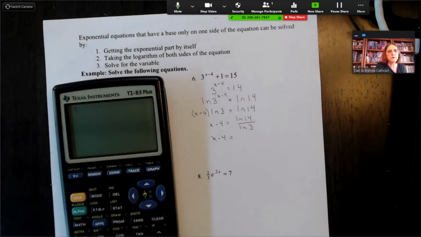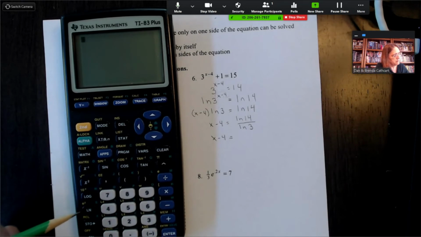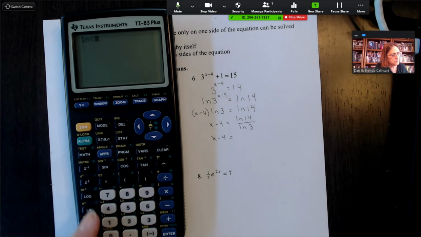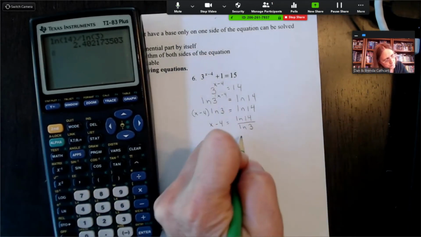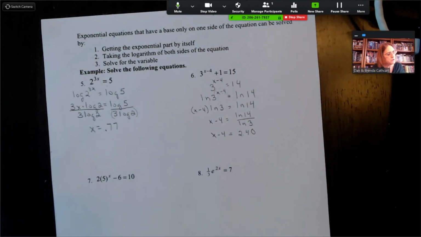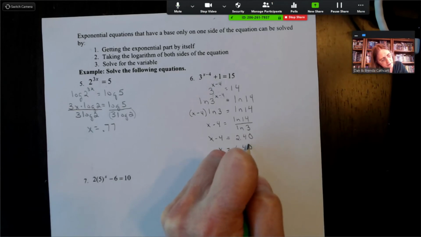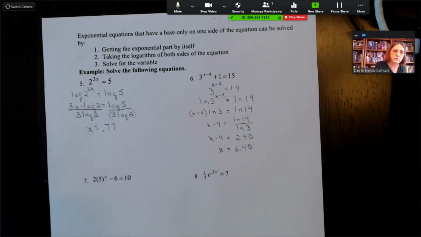So pulling up our calculator, this time I'm using the natural log. The ln key is down towards the bottom on the right-hand side. So I'm going to hit natural log 14, close the parenthesis, divided by natural log of 3. And I get 2.40 to the nearest 100th. Now go ahead and finish solving this equation. I need to add 4 to both sides, so x is approximately equal to 6.40, to the nearest 100th.